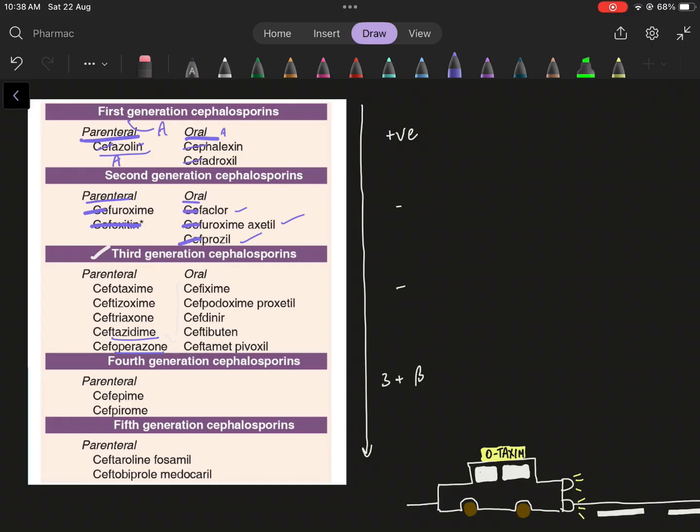Okay, let's go over it once again. First generation, first is A, so azolin, alexin, adroxyl. Say it with me, azolin, alexin, adroxyl. Second generation, uroxime for parenteral, aclor, uroxime acetyl, and prozil.